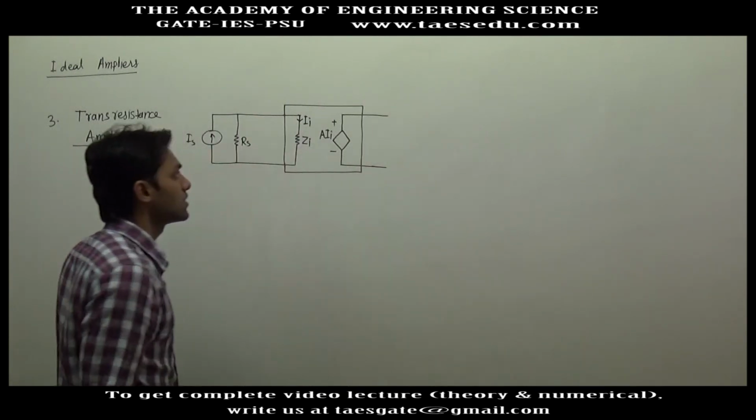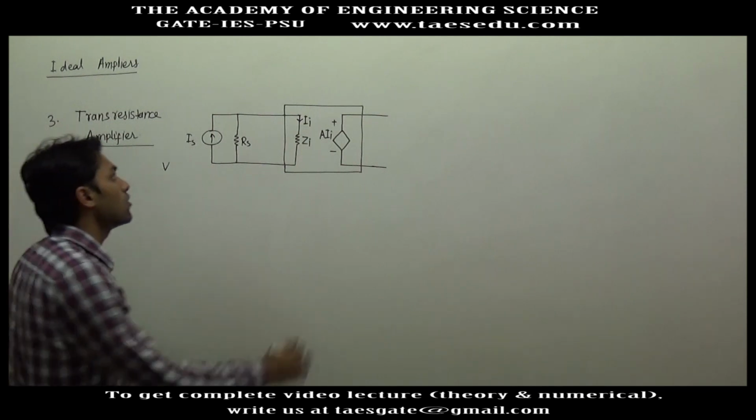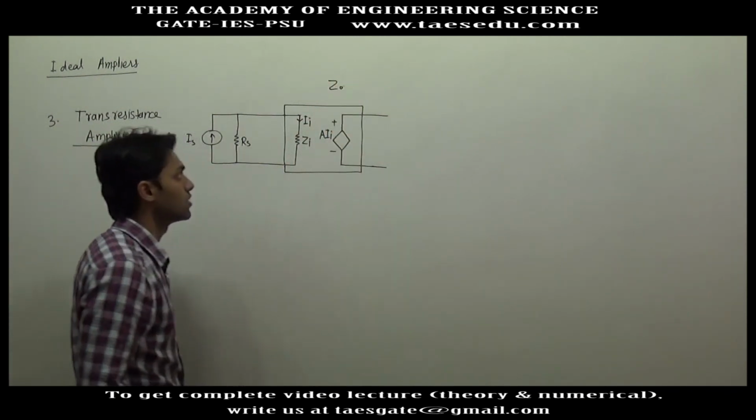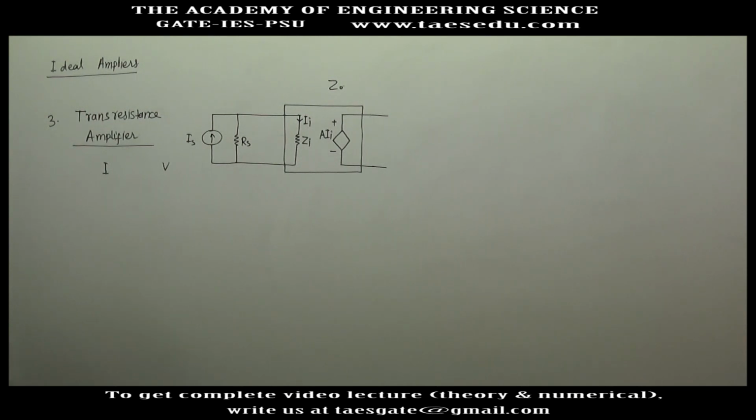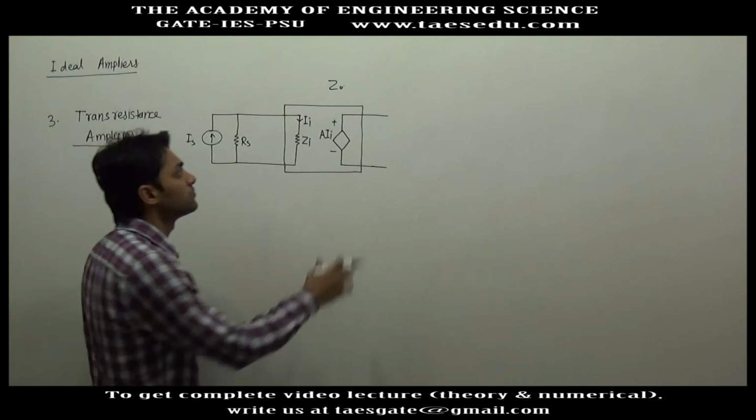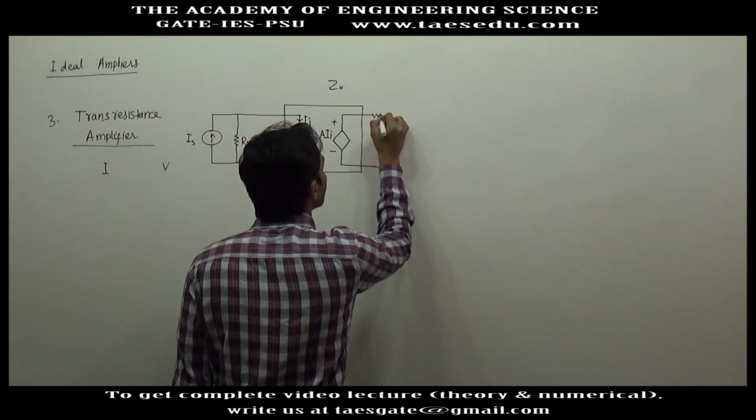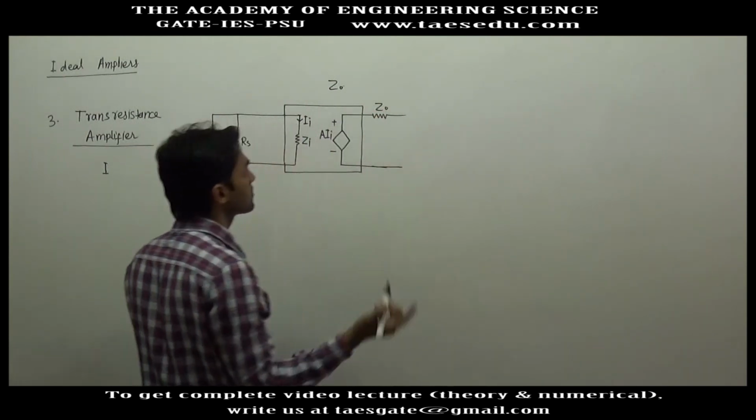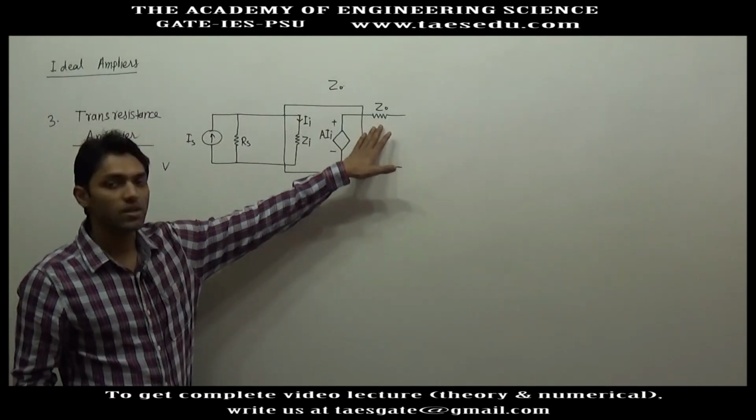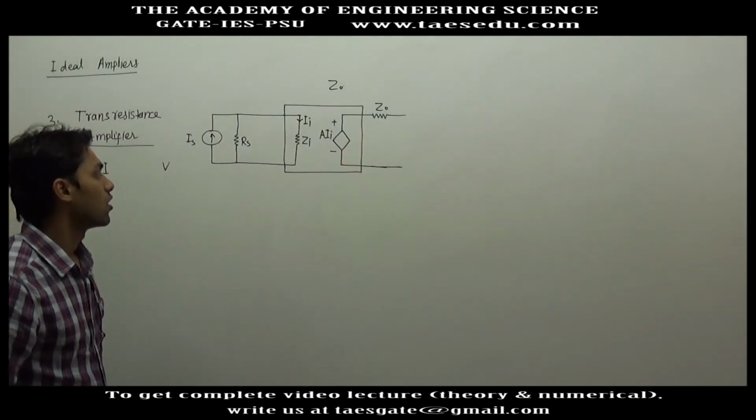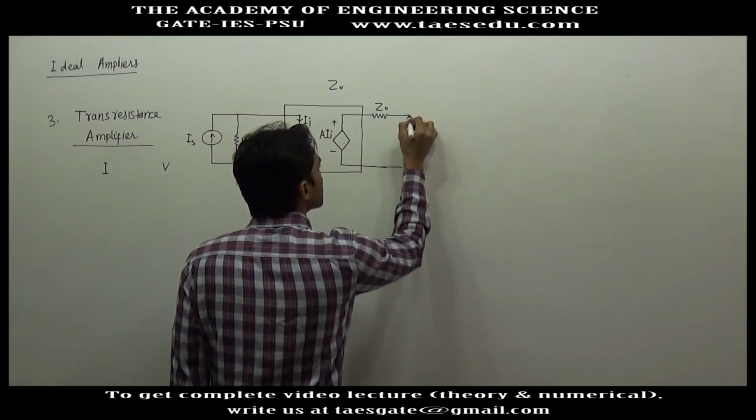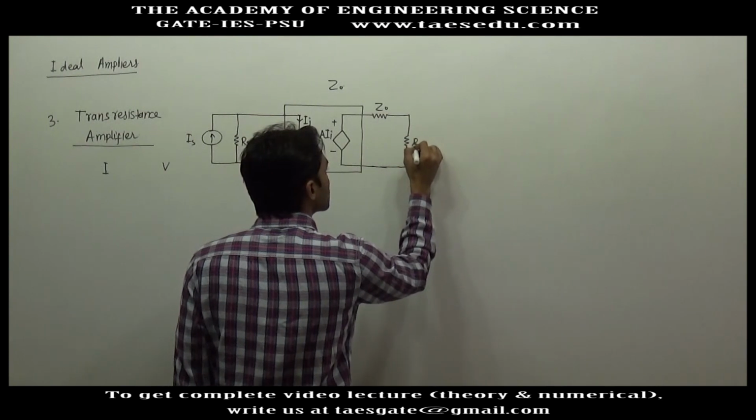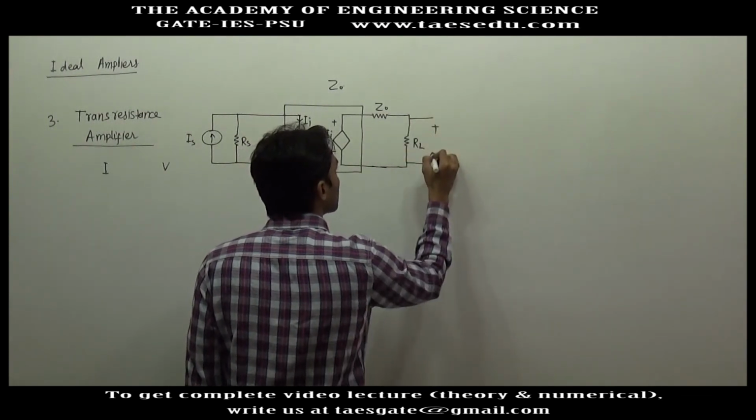And in the output, since we have a voltage, how will the output impedance be connected? In case of voltage amplifier, what we observed is that if we have voltage in the output, the output impedance has to be connected in series with the output terminal. And if we have current here, this output impedance will be connected in parallel to the output terminal. Let's say we connect a load resistance, and this will be our final output voltage.